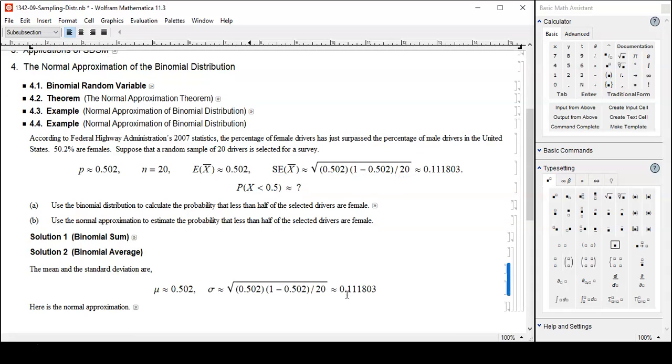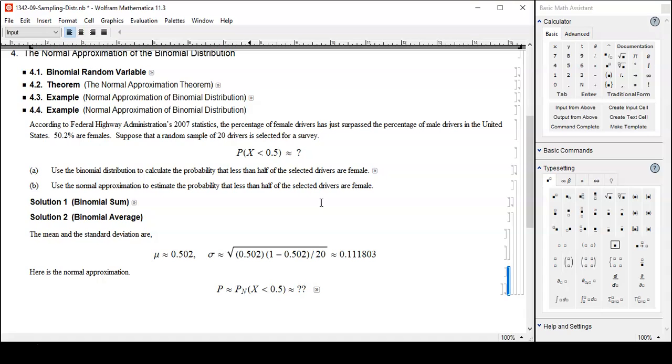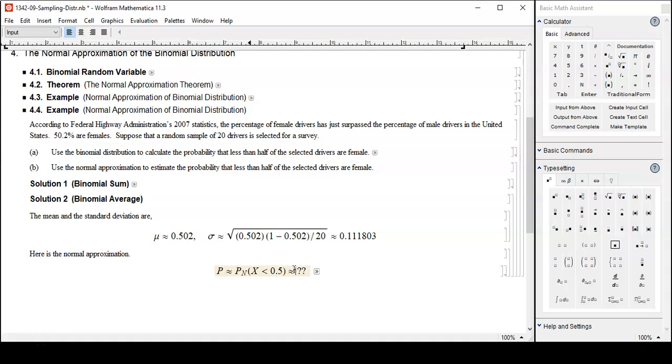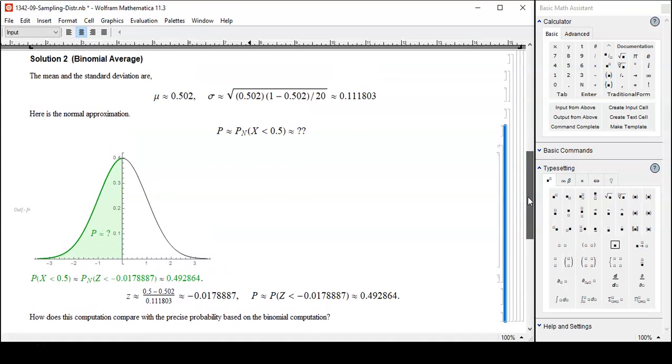Keep doing that. Mean and the standard deviation, yeah, 0.502, same as before, and same computation. Okay, and then we are looking for this quantity, and I'm using this Pn for normal approximation. If I draw a picture, this is already problematic because the center is 0.502 and this is 0.5. They're so close, I cannot see the distinction with the naked eye.